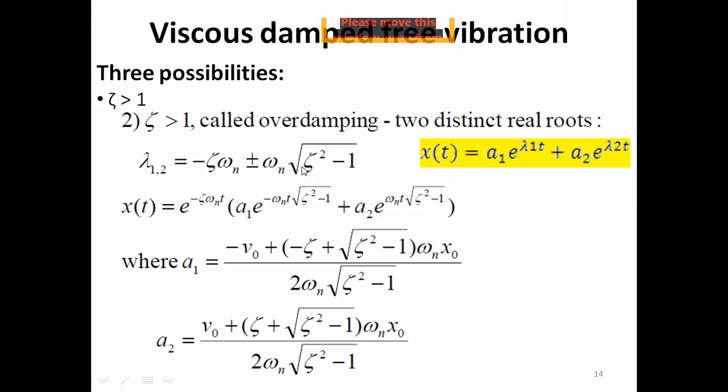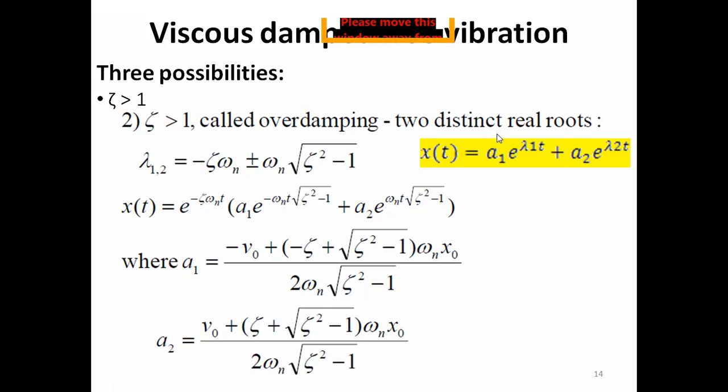So if this discriminant is a positive quantity, then we would have lambda 1 and lambda 2, which are the roots of the characteristic equation. It would be minus zeta omega n plus minus omega n under the root zeta square minus 1. In that case, we would have two distinct roots. Distinct means different roots, one with the positive and one with the negative sign. And in this case, we would have real roots. So we would have two distinct real roots.